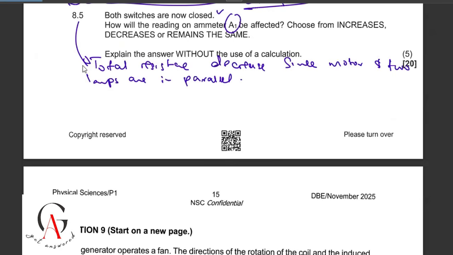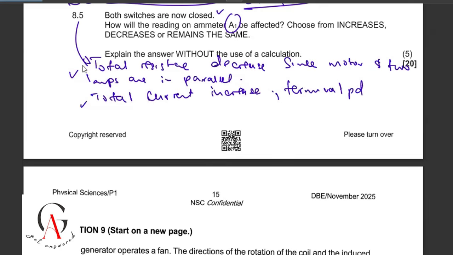Okay, so what does that lead to? The total current will increase. Okay, and if the total current increases, it means that the terminal PD, or potential difference, is going to decrease, and then the overall PD decreases.